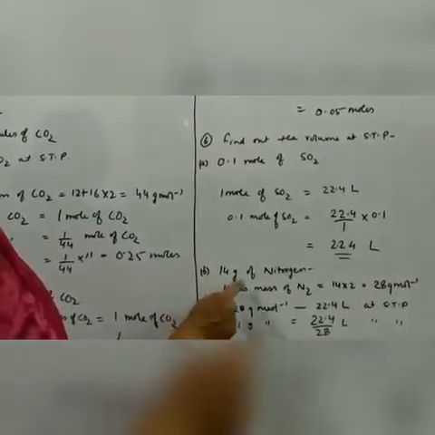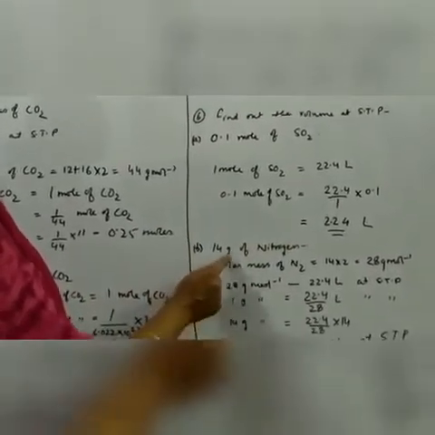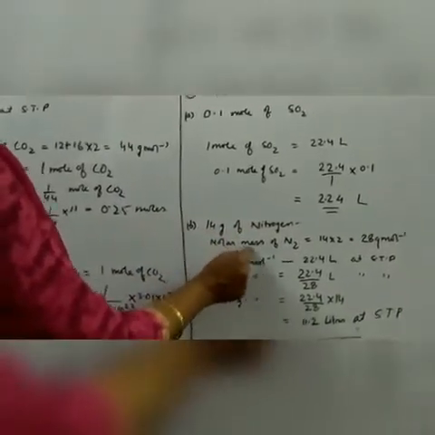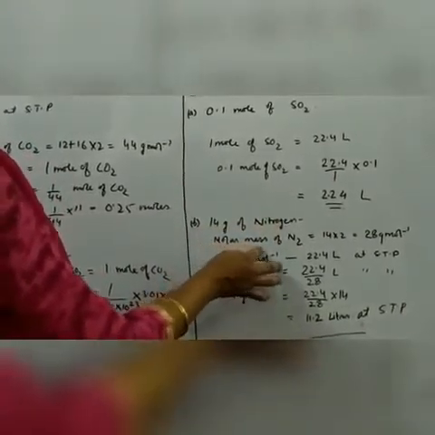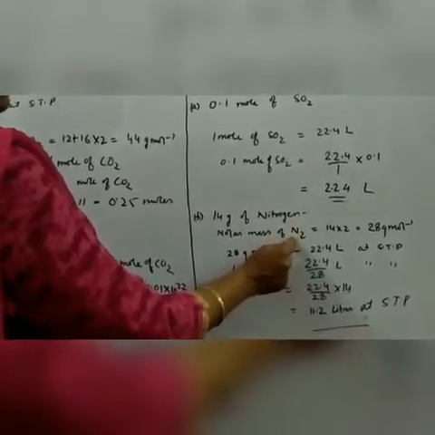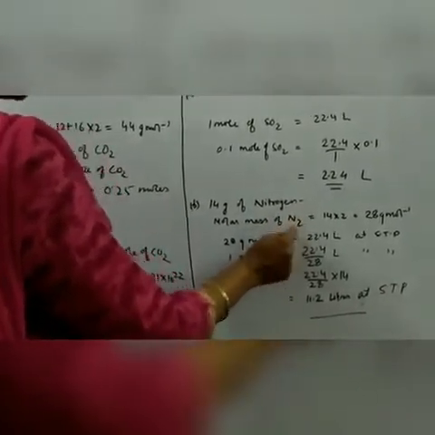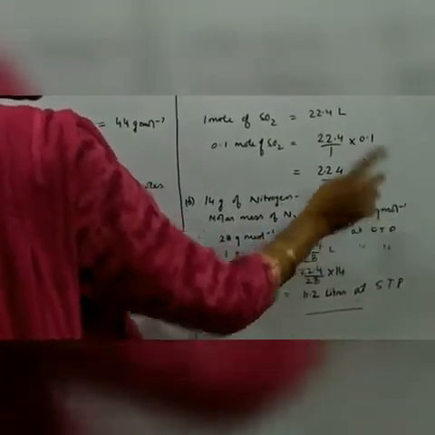It is 14 grams of nitrogen. Here also we have to find the volume at STP. First you will find the molar mass of nitrogen. You know that in the gaseous state, nitrogen exists in the form of N2. It's a diatomic gas, so you find the molar mass of the N2 molecule. It is 14 into 2, that is 28 grams per mole.